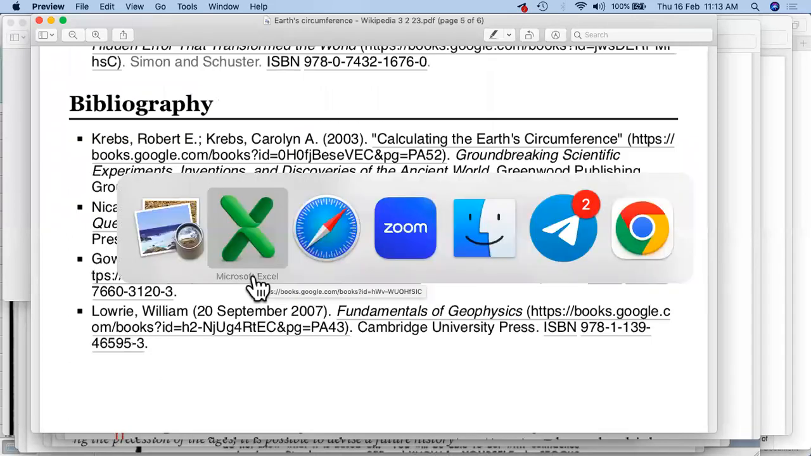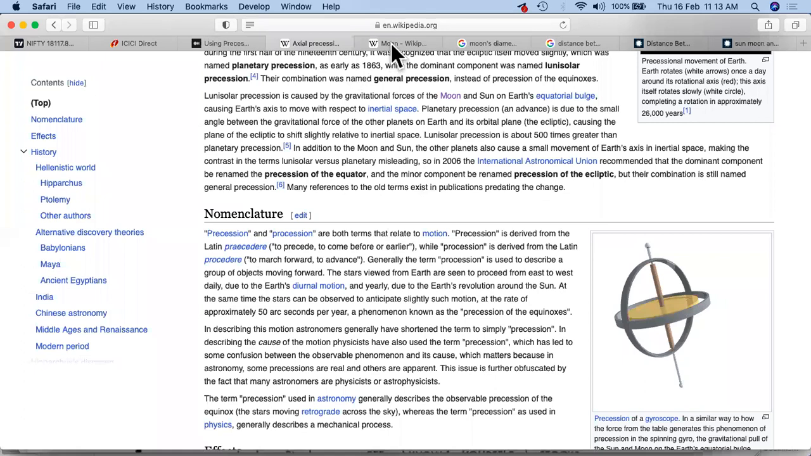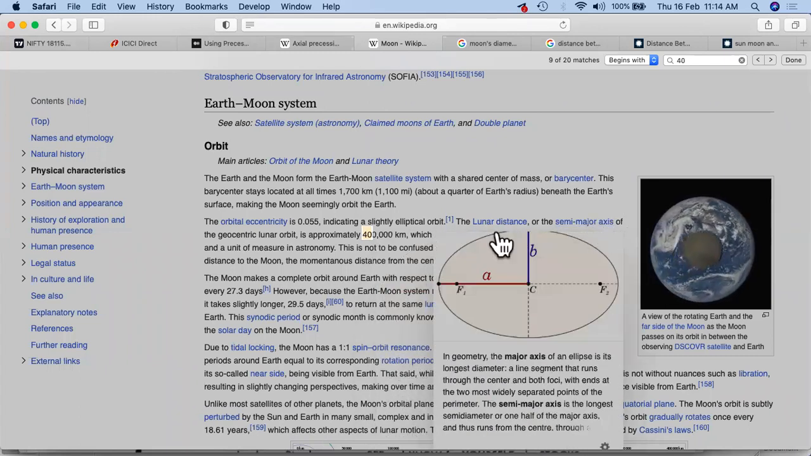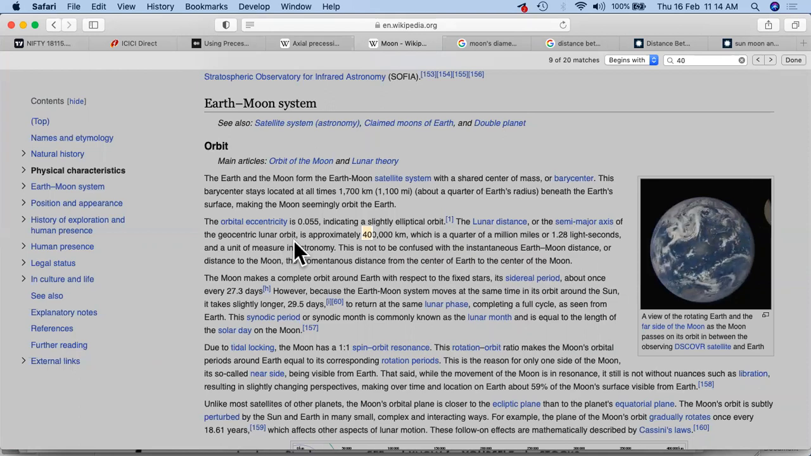We will try to connect it with something else. For example, you have the moon, and this is a document on Wikipedia, about the Earth-Moon system. This is just giving a reference of the article. What you get is the lunar distance or the semi-major axis, so this is how the axis looks. The geocentric lunar orbit is approximately 4 lakh kilometers. So again we get a figure that has been repeating, that is 4 lakh.